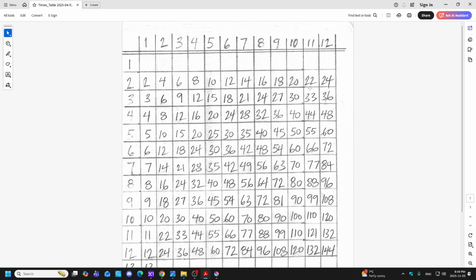If you look at the pattern, you can see 11 times 2 is 22. 11 times 3 is 33. 11 times 4 is 44, and so on. The 11 times would be quick and easy to learn. Well, at least up to 10. Good luck.